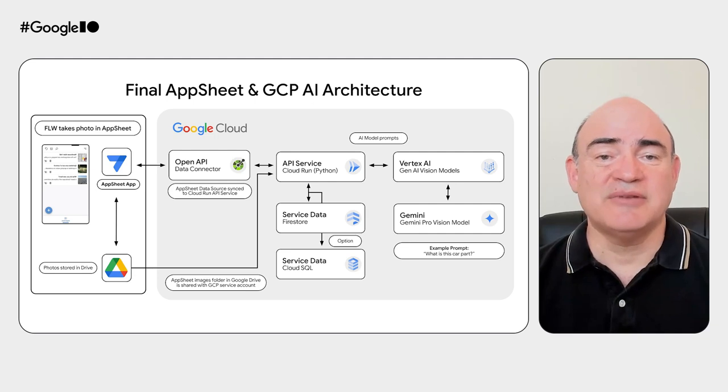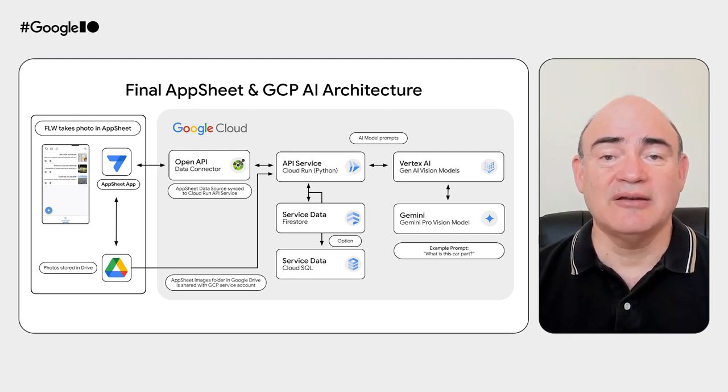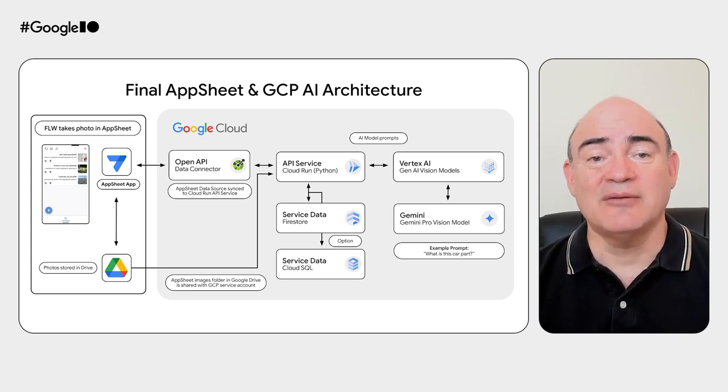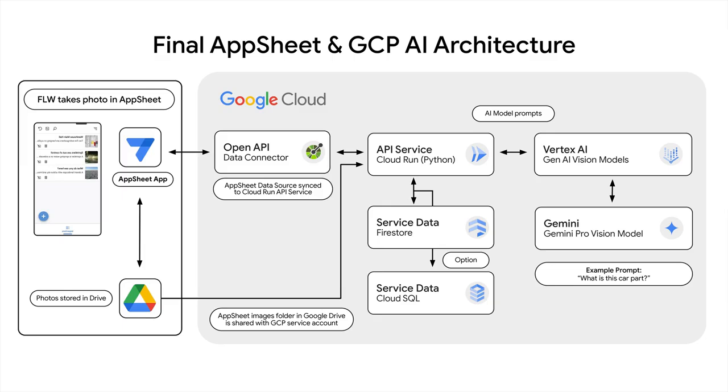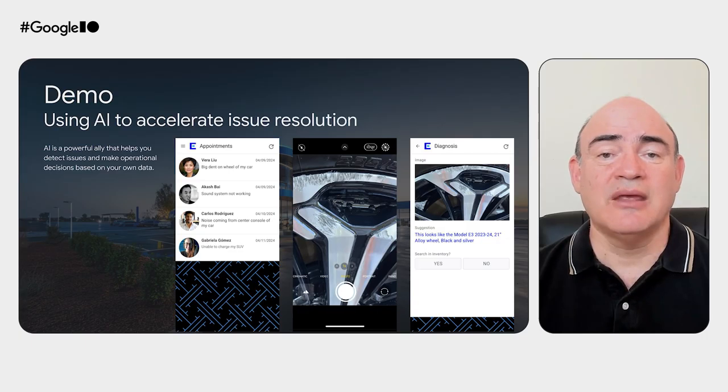And here is our final AppSheet GCP AI architecture with the newly created AppSheet app connected to our OpenAPI/Cloud Run service. Note, the final step is to share the AppSheet images folder in Drive with our GCP project via a service account, so it can send the image to Gemini. Here's a demo that uses this exact architecture.